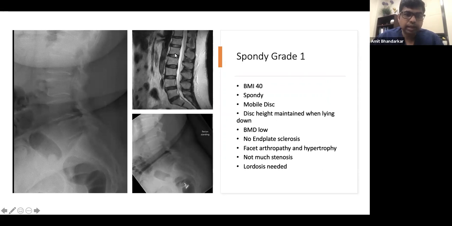Nice disc height. This is a lying down MRI. The disc height is pretty good, even though it looks kind of compressed up here. The patient had huge facet arthropathy, so there was no room for me in the foraminal area to do an endoscopic TLIF. Her bone marrow density is also a little low, and her disc height is well maintained while lying down. It's a nice mobile disc, and the patient does need lordosis at that segment.